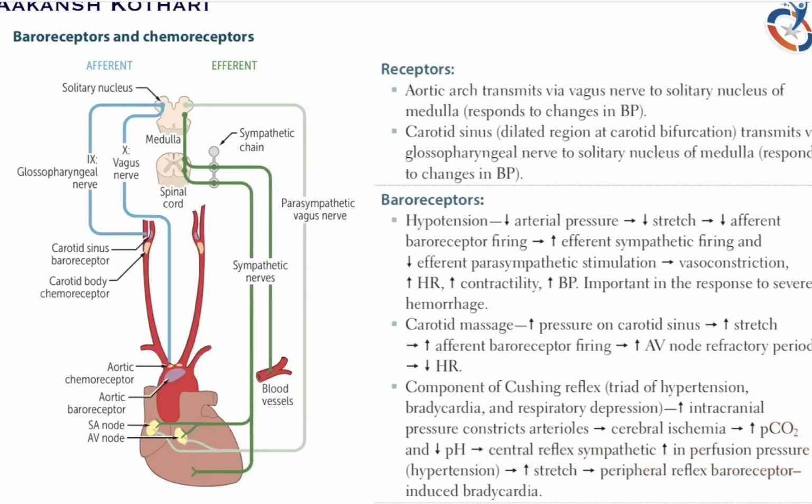Now, there is an increase in the sympathetic system. Due to this increase in the sympathetic system, there is increase in the perfusion pressure, which leads to hypertension, and there is increase in the stretch. Now, this stretch leads to peripheral reflex baroreceptor induced bradycardia. That means due to increased stretch, there is bradycardia induced. Is it clear? Now, let us talk about the chemoreceptor mechanism.